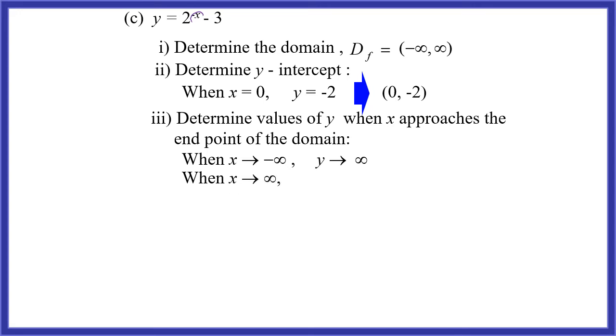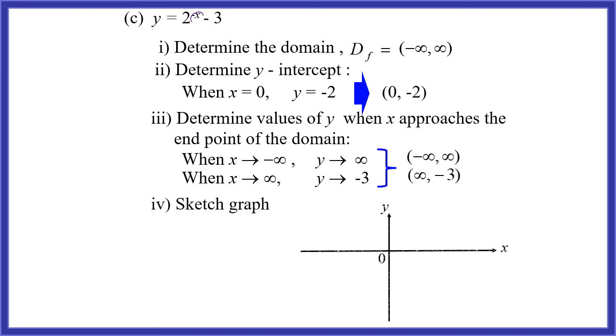And then when x approaches infinity, y will approach 2^(negative infinity) minus 3. So this is 0, and 0 minus 3 is equal to negative 3, which means y will approach negative 3. So we have these 3 points, and then plot the points. (0, negative 2) is below the x-axis, and then negative infinity goes to infinity, so to the left and up.